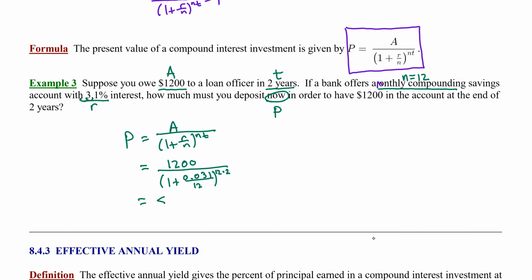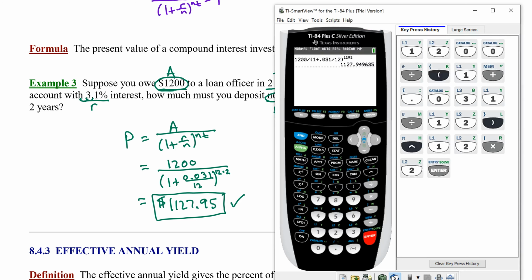So $1,127.95. So to cover our $1,200 loan, we're going to deposit $1,127.95 in an account. We're going to leave it alone for 2 years at this monthly 3.1% compounding. And then at the end of the 2 years, when I go to collect the amount in the account, it will have grown to $1,200.